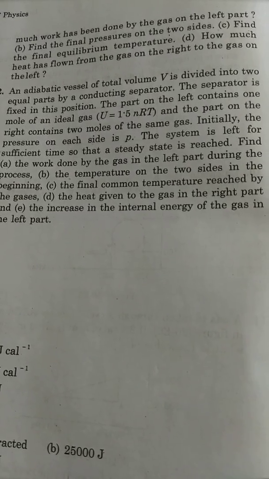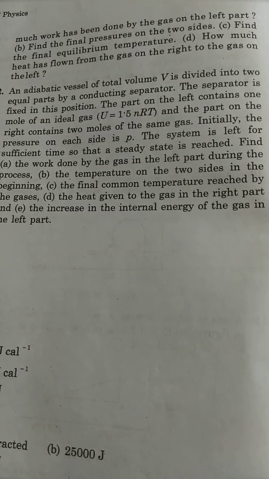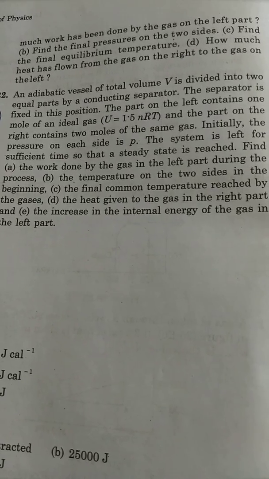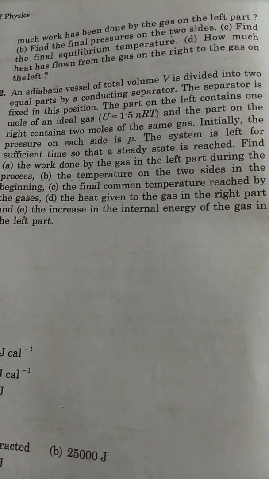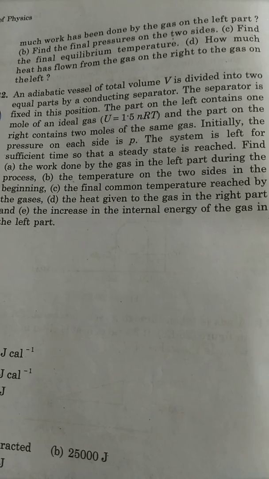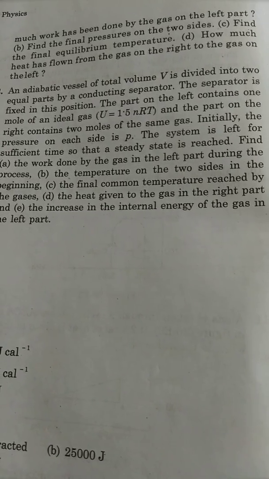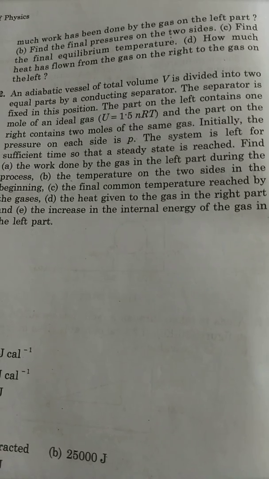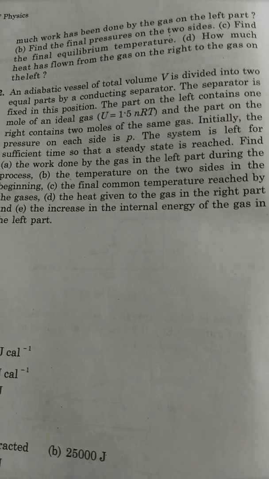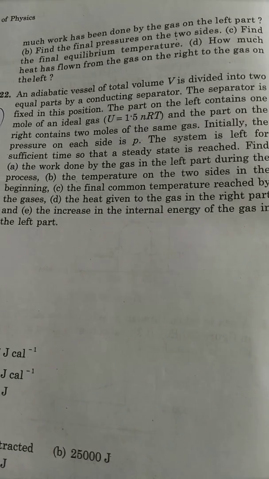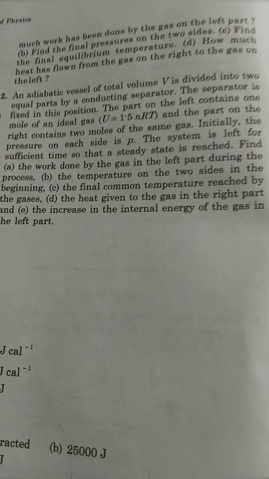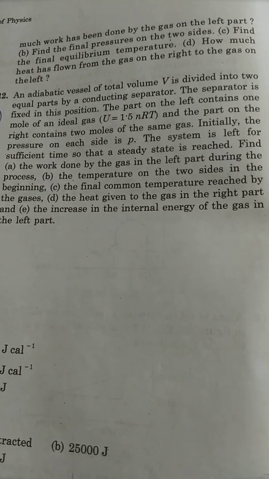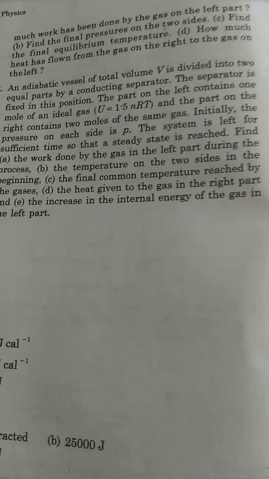Find A, the work done by the gas in the left part during the process. B, the temperature on the two sides in the beginning. C, the final common temperature reached by the gases. D, the heat given to the gas in the right part. And E, the increase in the internal energy of the gas in the left part. So let us solve this.